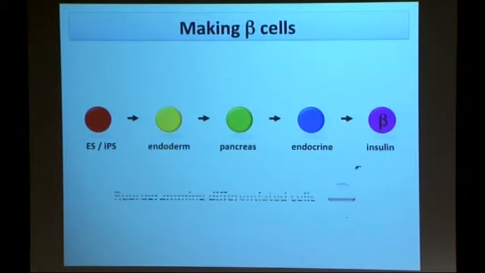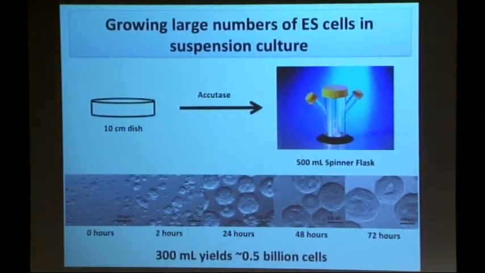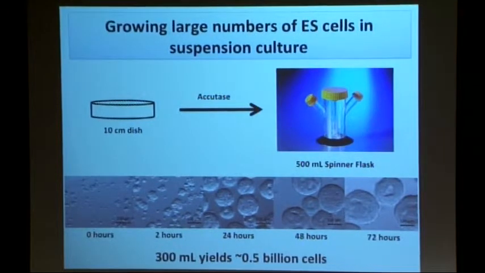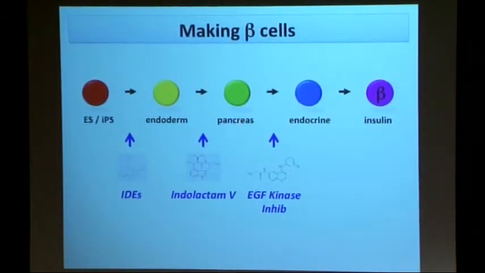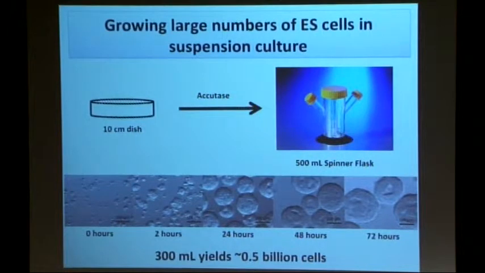Okay, how do we go about making them then? The advances in this area in the last year or so have been to begin with this challenge of trying to make the cells, but then thinking about scaling it up. How would we scale it up from 2-dimensional growth into 3-dimensional growth in these spinner cultures?